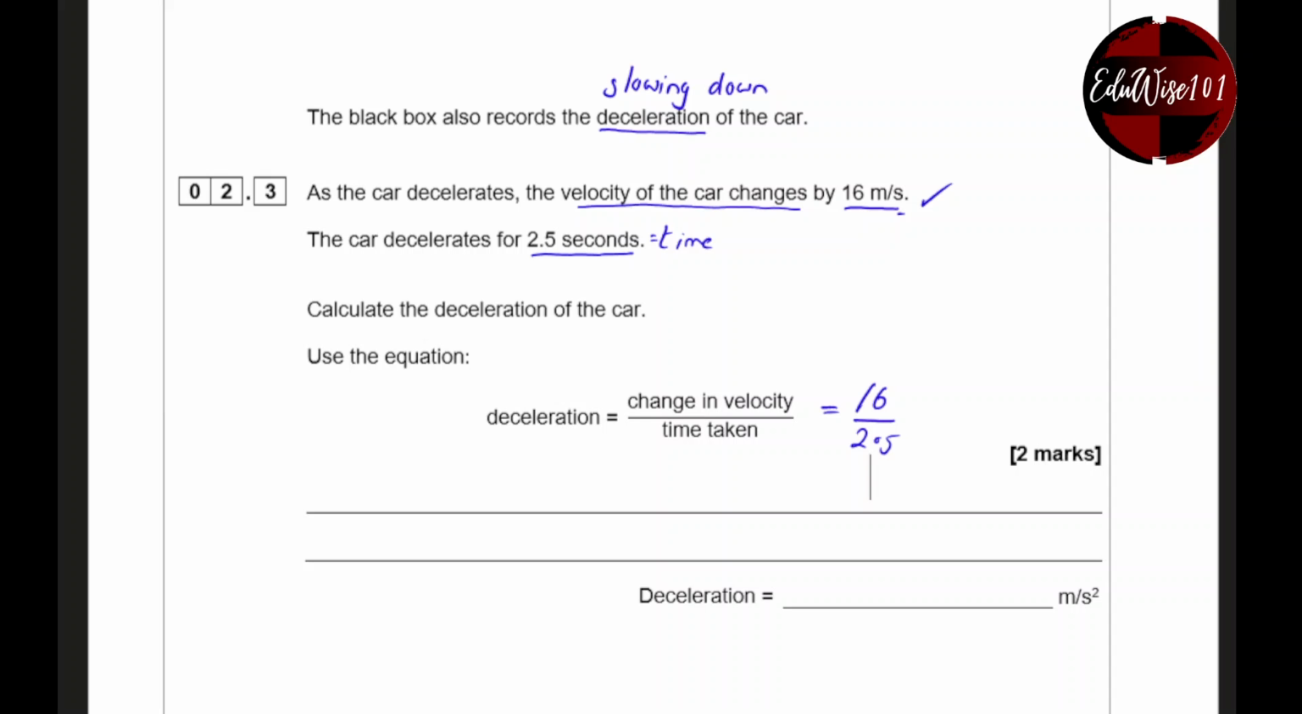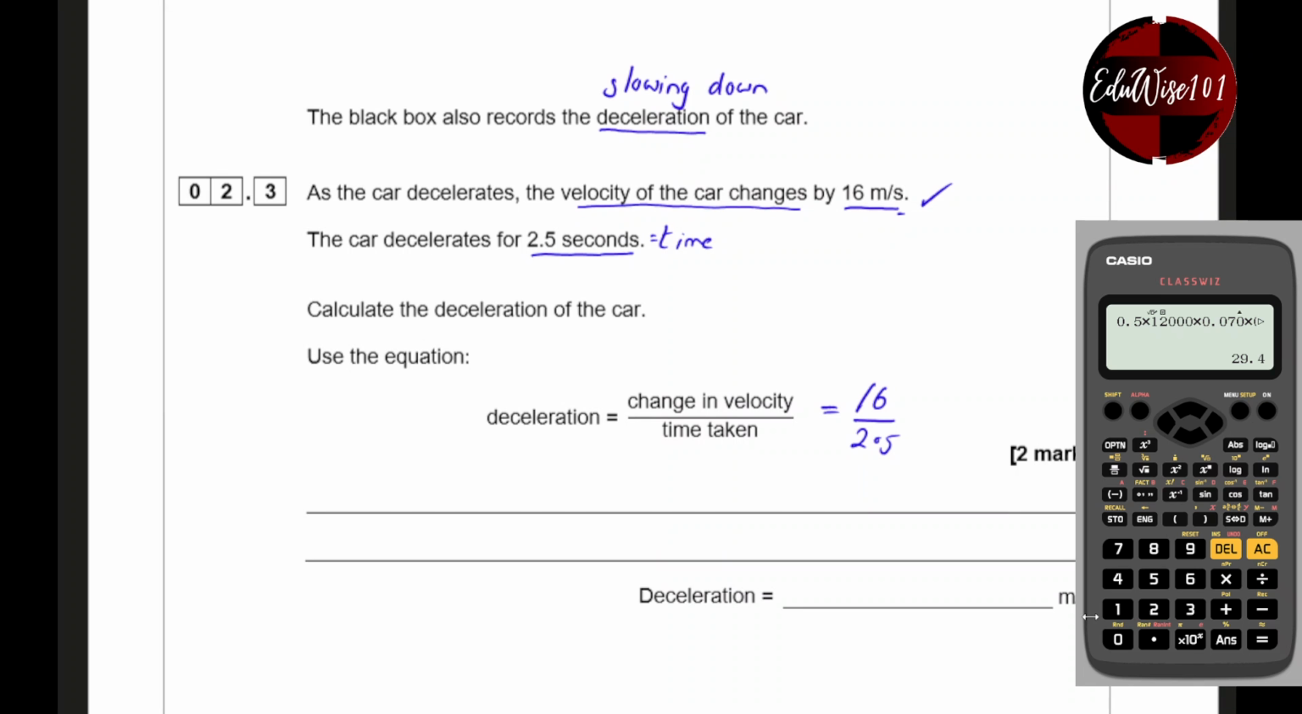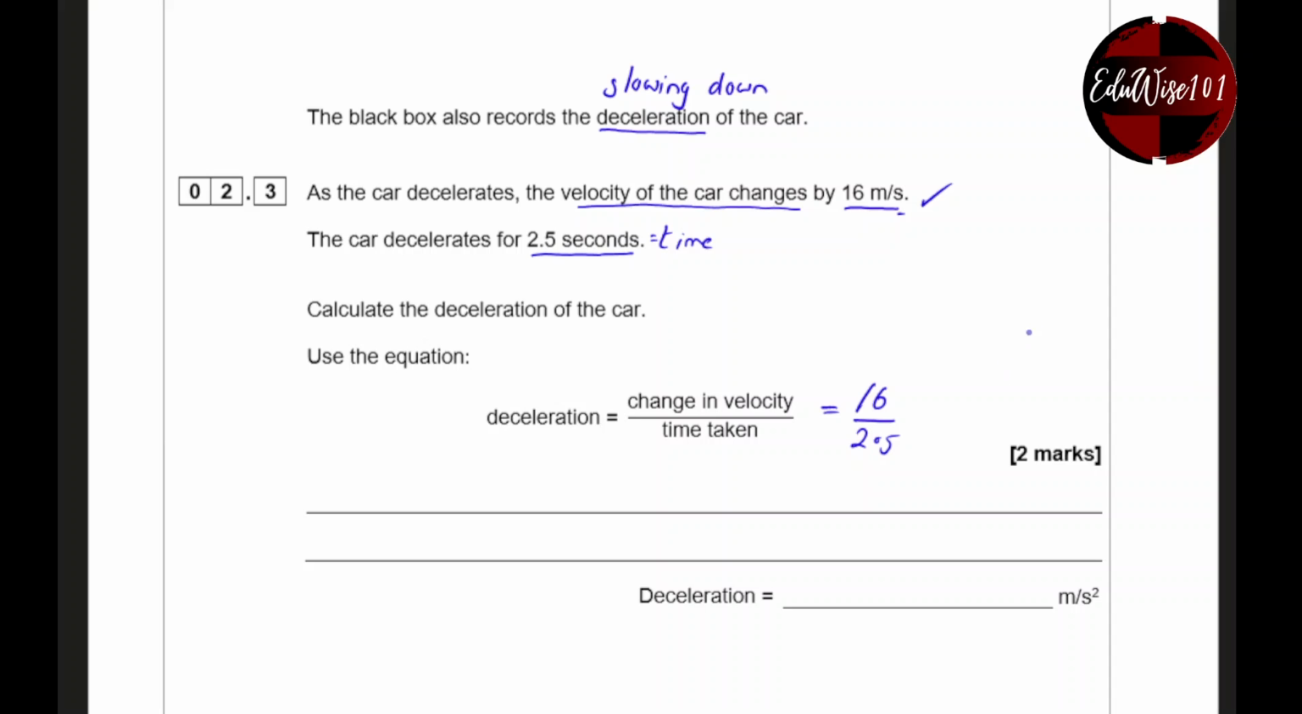So again, let's bring up the calculator. So 16 divided by 2.5 gives me 32 over 5. So I'm going to press this button S to D, and that gives me 6.4. So it's 6.4 meters per second squared.